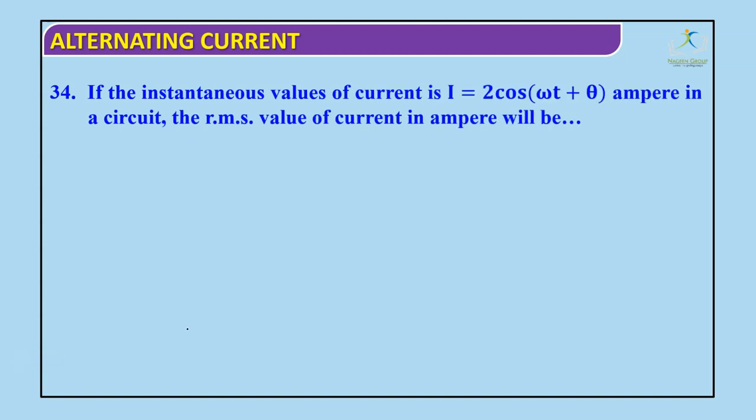Now, 34th question is, if the instantaneous value of a current is I equals 2 cos(omega t plus theta) ampere in a circuit, the RMS value of a current in ampere will be 2 root 2, 2, root 2 and 0. The correct answer for this question is root 2.